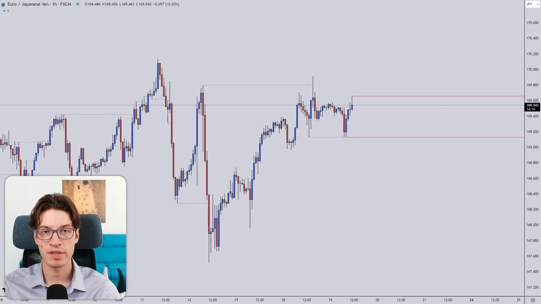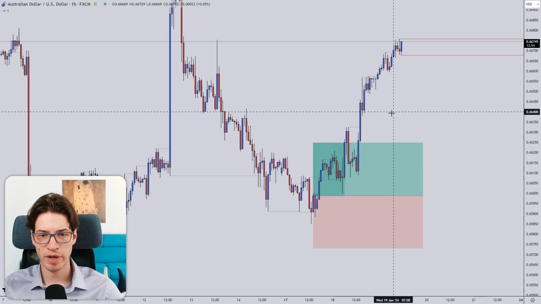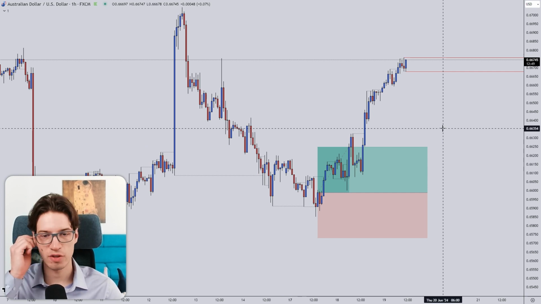So moving on to the Aussie and the US dollar. I did take a trade on the Aussie and the US dollar. As you can see, the dollar pairs are moving a little bit, but the JPY pairs are really flat, really corrective.